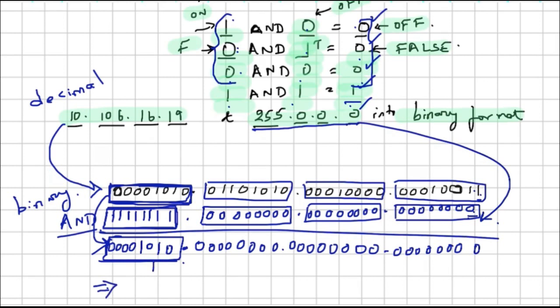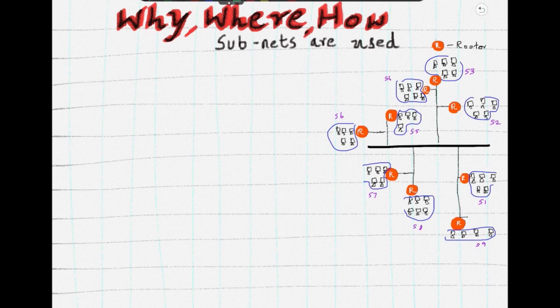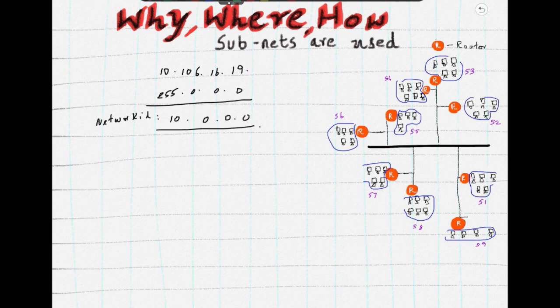So if we convert this into decimal format, the network ID is 10.0.0.0. This is the network ID. Now with the IP address 10.106.16.19 and the default subnet mask of 255.0.0.0, we got the network ID 10.0.0.0.